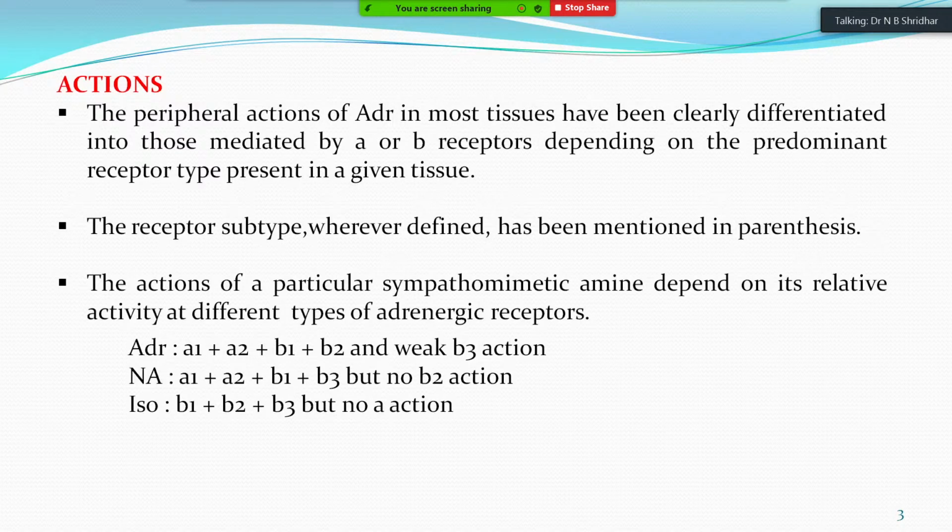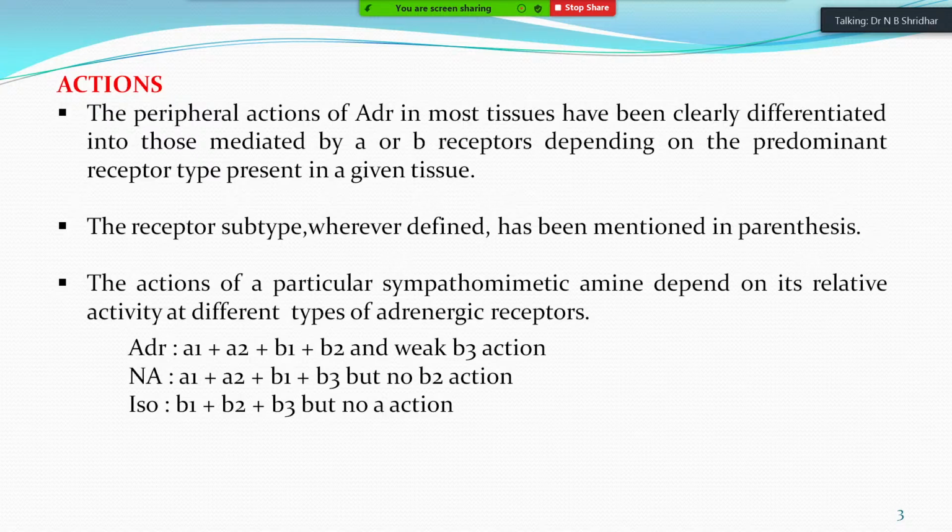Alpha receptors are classified as alpha 1 and alpha 2, and beta receptors are beta 1, beta 2, and beta 3. Alpha 1 is further divided into alpha 1A, alpha 1B, and alpha 1D, whereas alpha 2 is divided into 3 or 4 types of receptor, alpha 2A, B, C, and D. So you should know these classifications. There are varieties of receptor subtypes, wherever defined, mentioned in the parentheses, meaning in the brackets.